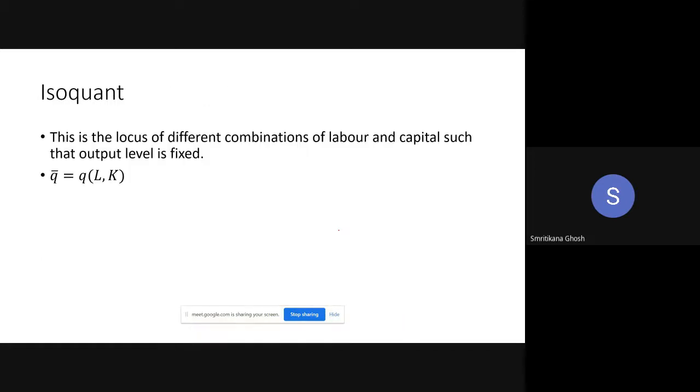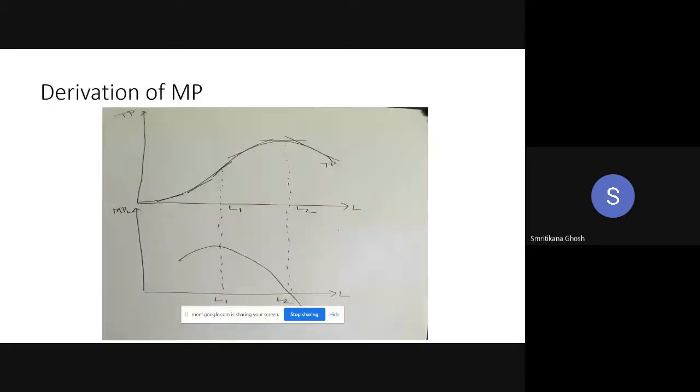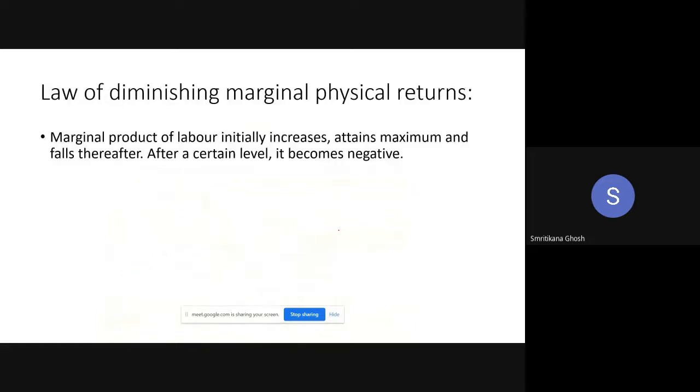Look, the law is not for labor only. Look at this law: the law of diminishing marginal physical return. There is no name of a factor in the law. When we explain it in the short run, we explain it with respect to labor, but the law has no name of labor. So it is true for each and every factor of production. As it is true for labor, it is also true for capital, right?